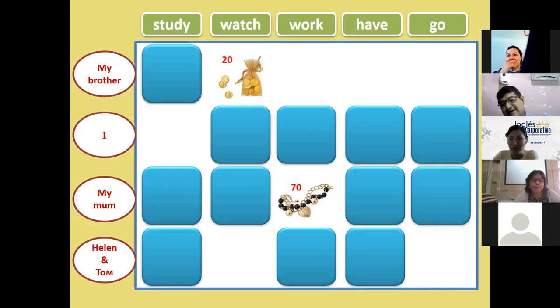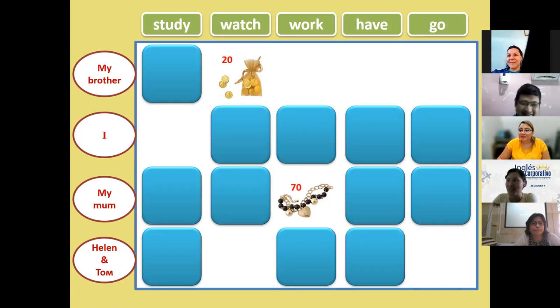Y nadie ha encontrado el tesoro, por ejemplo. So it's a treasure. It's a hunting treasure. Es la búsqueda del tesoro, right?